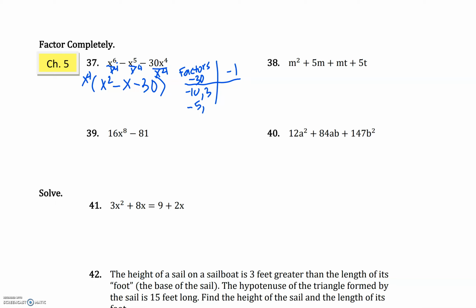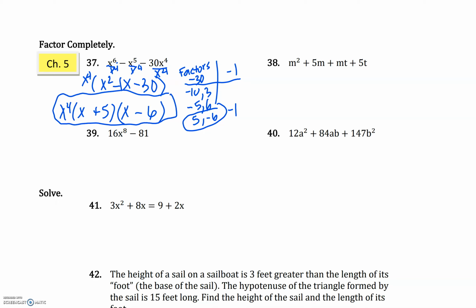Negative 5 and 6. Oh, close. Those add to be positive 1. So let's try positive 5 and negative 6. There's our solution. They add to be negative 1. So I'll keep my x to the 4th out front. Then in my parentheses, I'll have an x times x to give me x squared, a positive 5 and a negative 6 to get me negative 30 when I multiply, and negative 1x in the center when I add them. That is now completely factored.